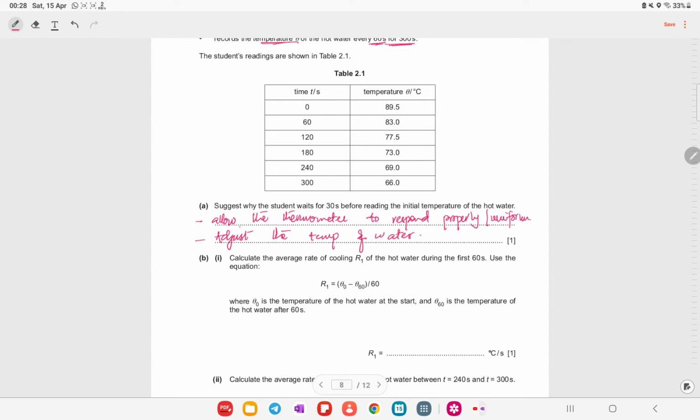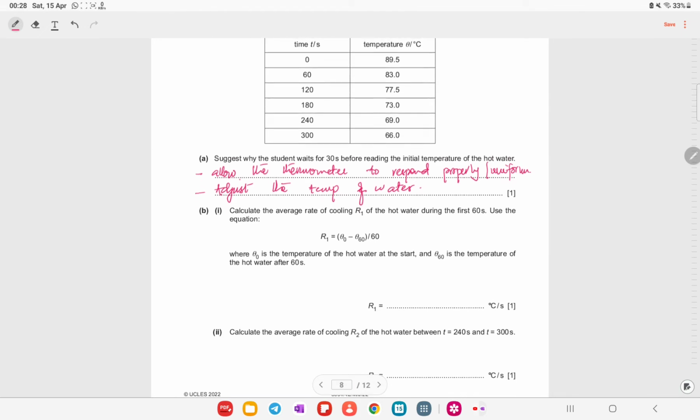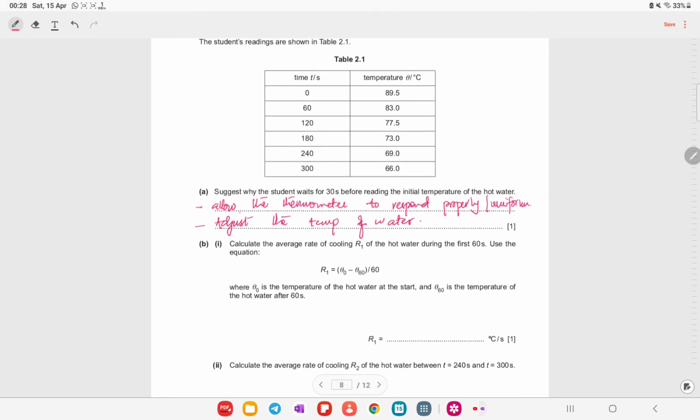Calculate the average rate of cooling R1 of the hot water during the first 60 seconds. So the first 60 seconds is like this. These are the two temperature readings that we are going to take: 89.5 minus 83.0 divided by 60, because we are talking about average, and the formula is also given over here. So it's going to be, oh, my bad, it's going to be 0.108 degrees Celsius per second.